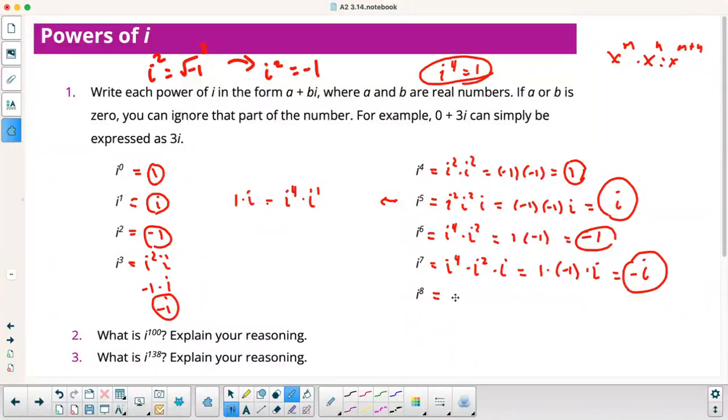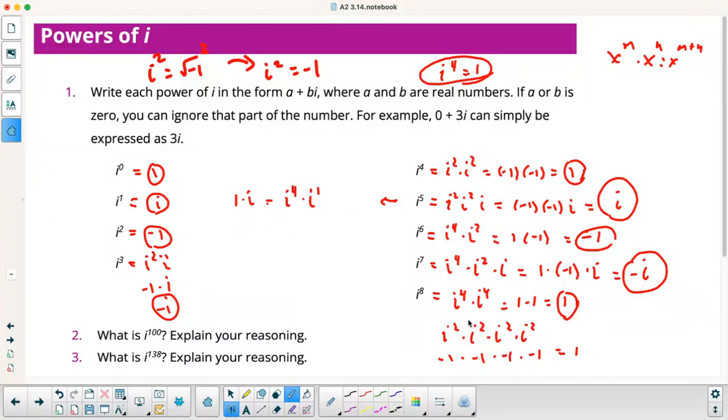And i to the eighth. i to the fourth, i to the fourth. i to the fourth is 1. 1 times 1 is 1. All right, now if you're like, well, I'm not sure why you're writing it as powers of 4, you can write them as powers of 2. And it's -1 times -1 times -1 times -1. 4 negative signs, you get the 1.